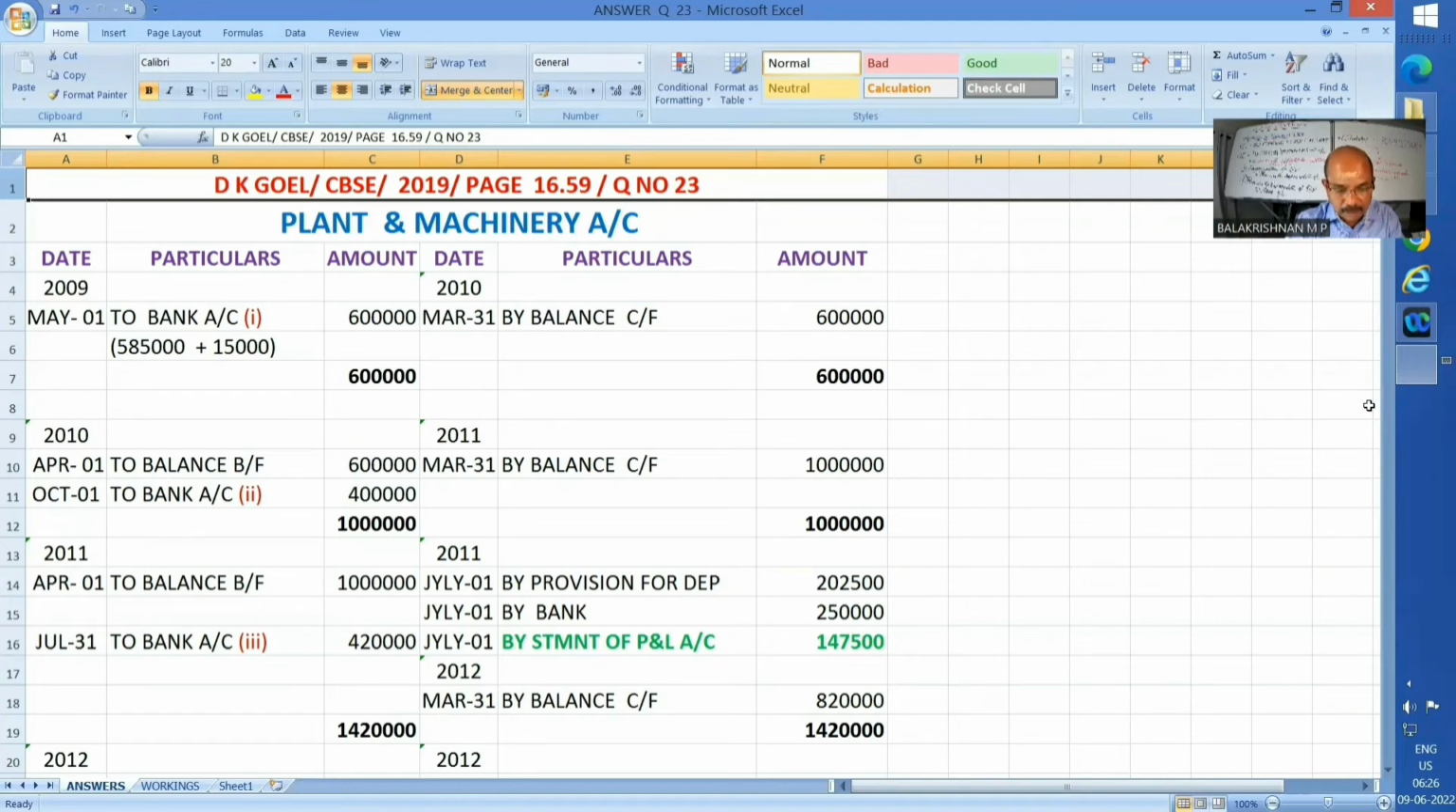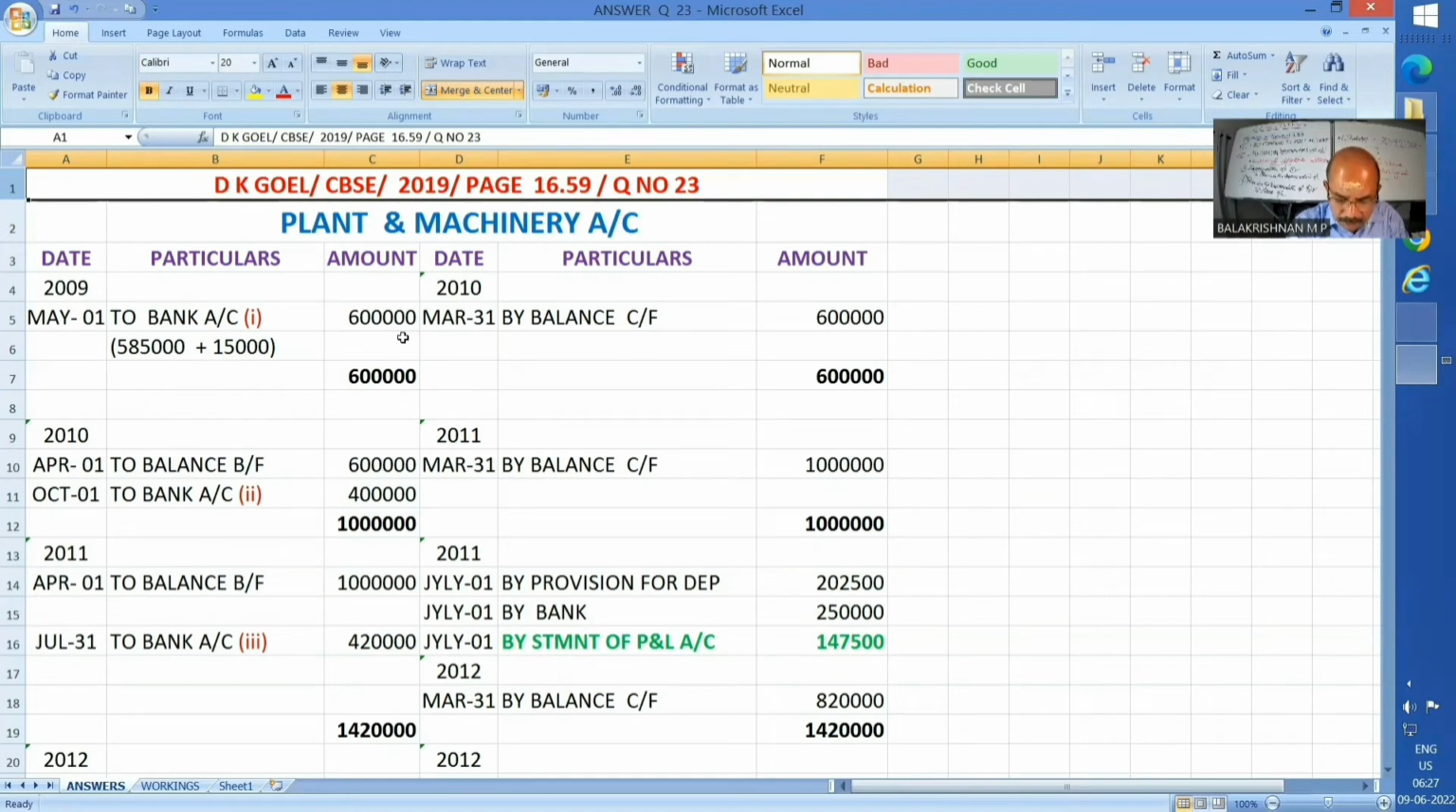Okay. Now, what we should do is that we should have a year-wise grip on all these 3 accounts. We have to satisfactorily close it, then proceed. Well, number 1, a company purchased second-hand machinery on 1st May 2009 for 5,85,000 and immediately spent rupees 15,000 on its erection. So to bank 6 lakhs. Okay. Now we don't find anything before 31st March 2010. Hence the accounts to be closed here.